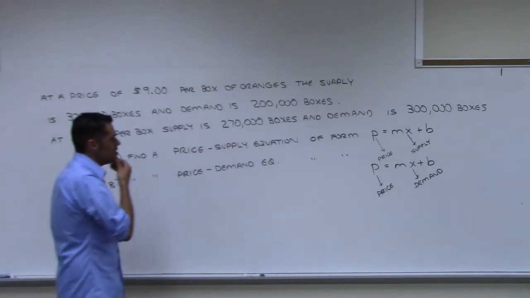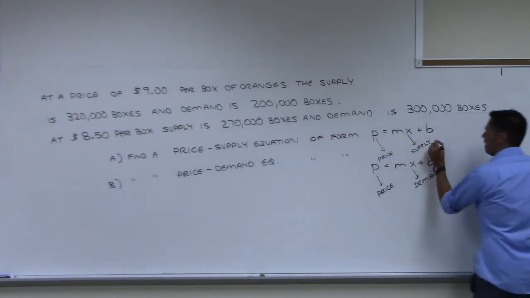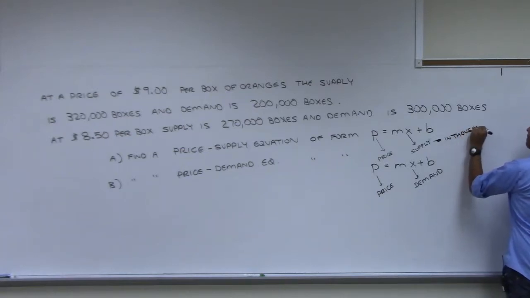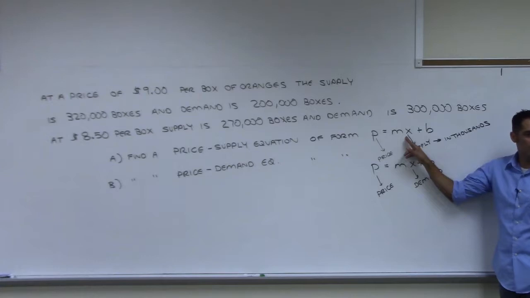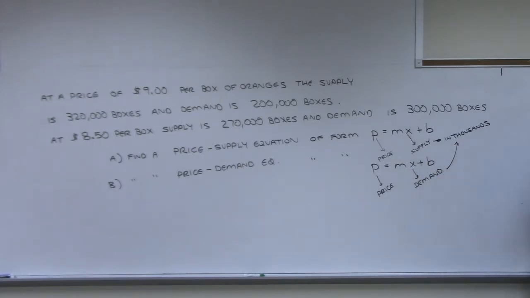Now, they also say something about the supply and demand. For this X, they say in thousands. So if I say X is 1, I really mean 1,000. If I say X is 2, it means 2,000. If I say X is 13, that means 13,000. Right? So same thing with this one, in thousands.